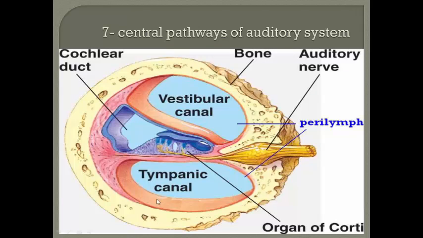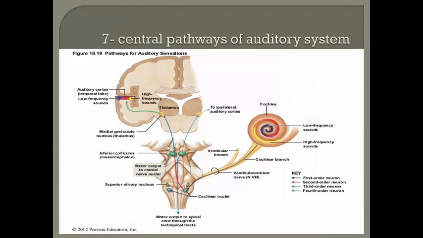Okay, and as you see, this is the organ of Corti present inside the cochlea. After an action potential is generated inside the hair cells, it will be transmitted through the auditory nerve to the brain.